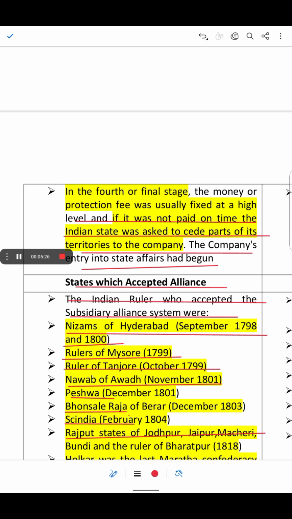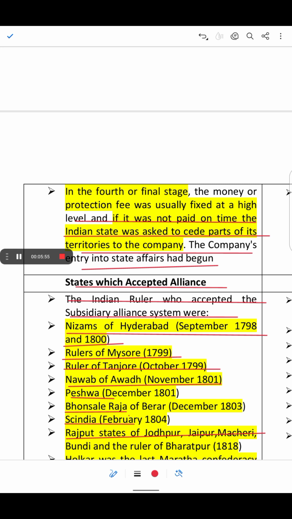Then the stages of the subsidiary alliance were, first, the military help. The British offered to help the Indian ruler in war. They provided British troops to support the ruler. The second stage was friendship and control. The British created a friendship with the Indian ruler. They made the ruler depend on them for military help. So second was friendship and control.